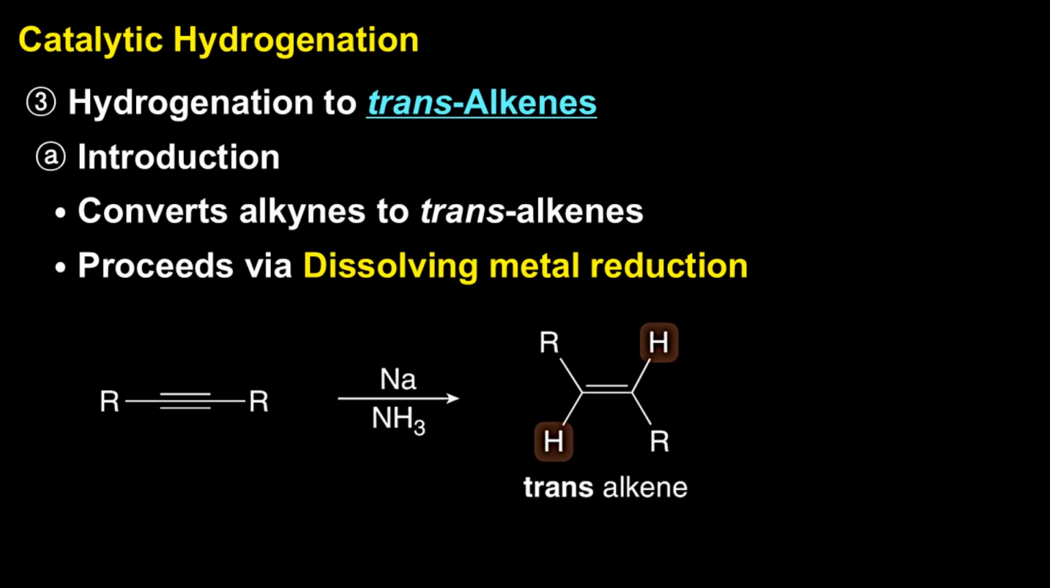So far, we've looked at how to make alkanes and cis-alkenes from alkynes. Now let's check out one more route, making trans-alkenes. To do that, we use a totally different method called dissolving metal reduction. In this reaction, we treat the alkyne with sodium metal in liquid ammonia. And what we get is a trans-alkene, where the two hydrogen atoms add to opposite sides of the double bond.